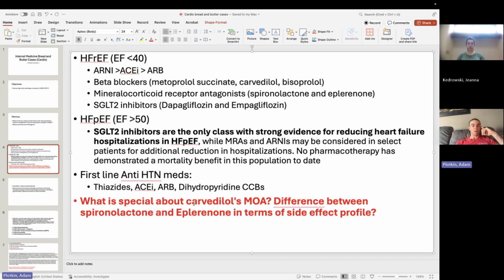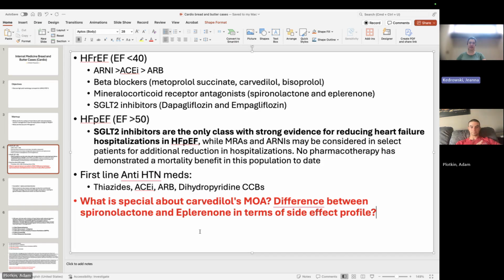We talked about the first line. What's special about carvedilol's mechanism of action? And then side effect profile, what's the difference between spironolactone and eplerenone? So for sure, carvedilol is a non-selective beta blocker. So beta 1, beta 2, and alpha 1. Absolutely, yep, you got it.